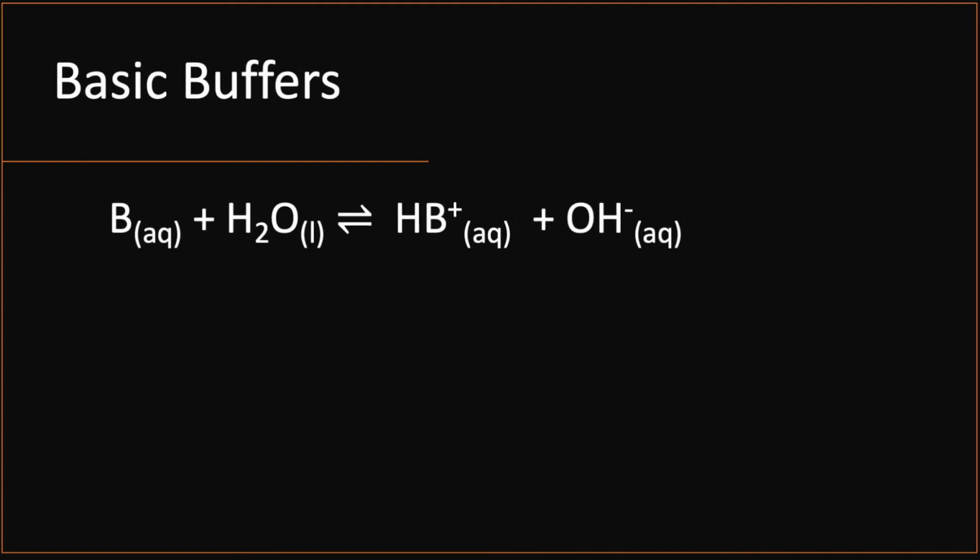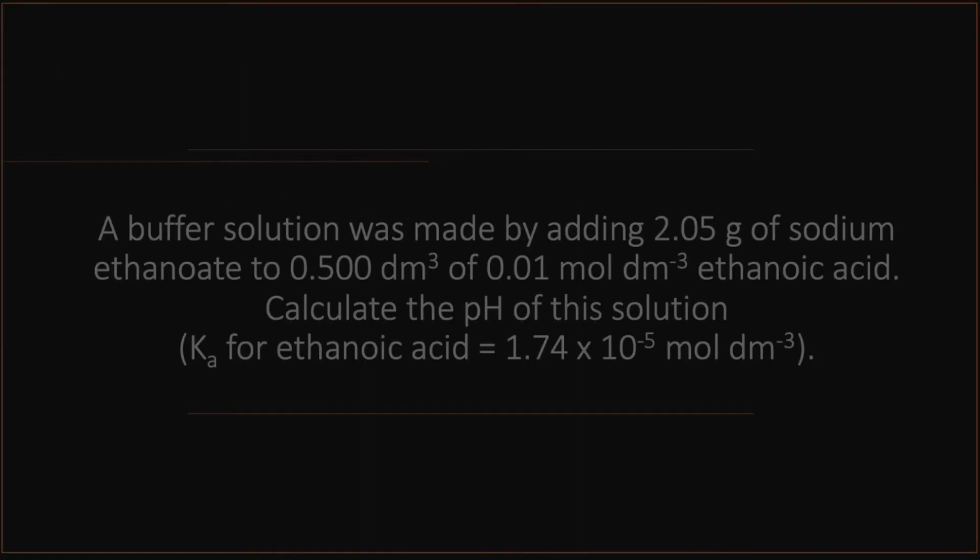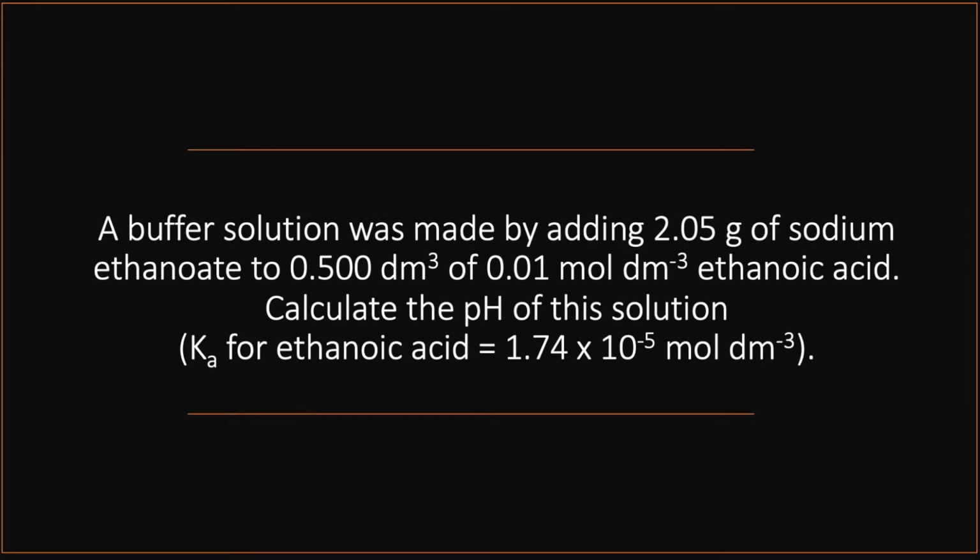For basic buffers, if B is our weak base, then that will accept H+ from H2O when we dissolve it in water to produce BH+, as it's accepted H+, and also hydroxide ions. And so we can now write Kb, for a base, as so. Again, water we won't include because it's a liquid. And we can rearrange that to give us the concentration of hydroxide ions, which of course we can work out the pH from. So let's have a look at some questions.